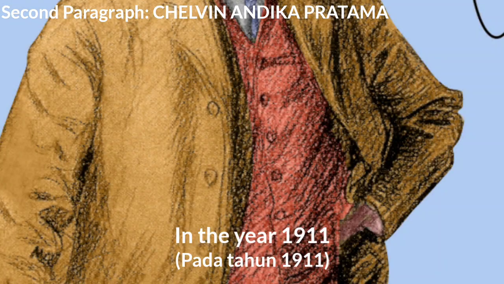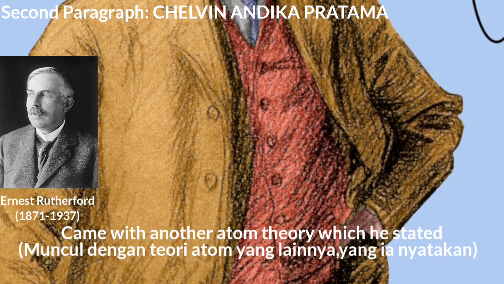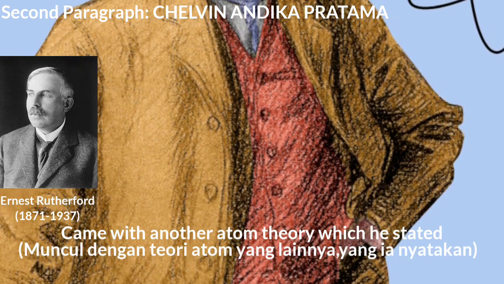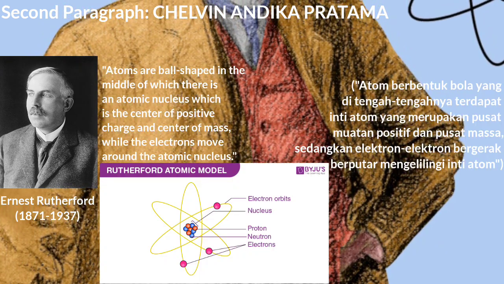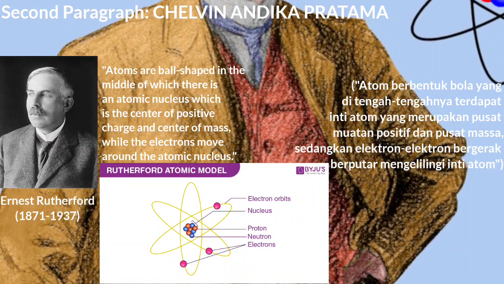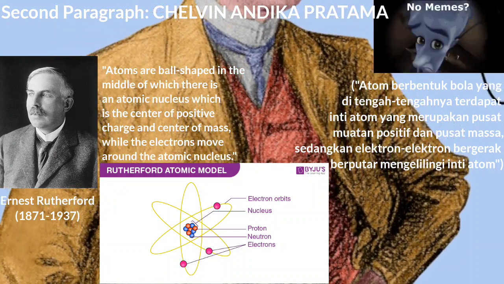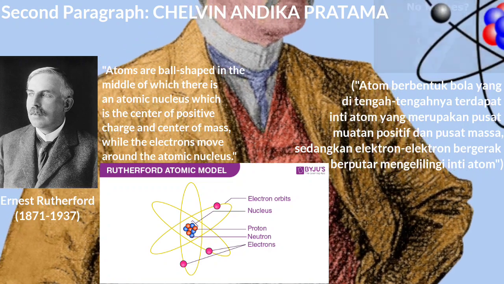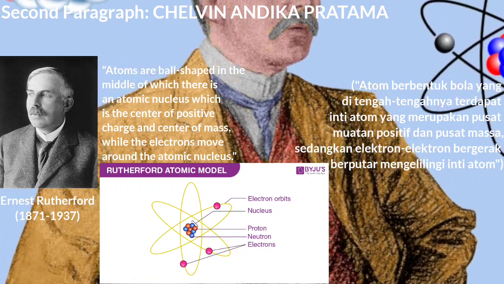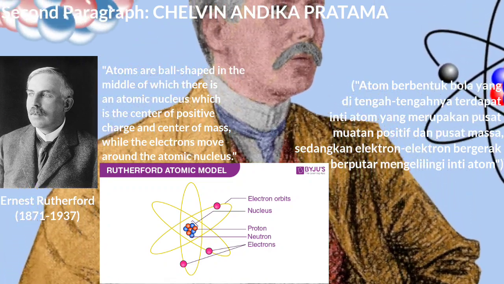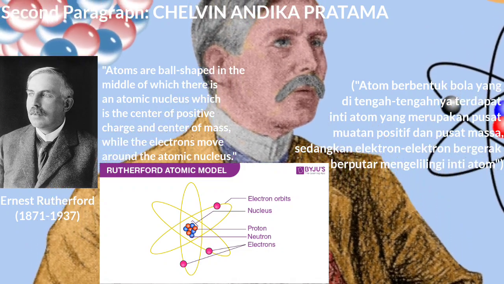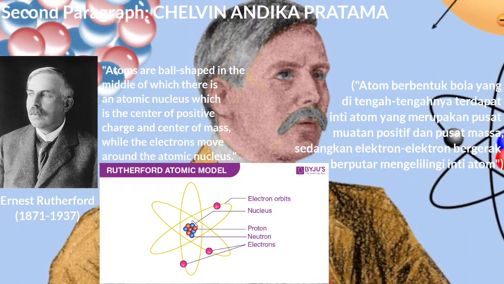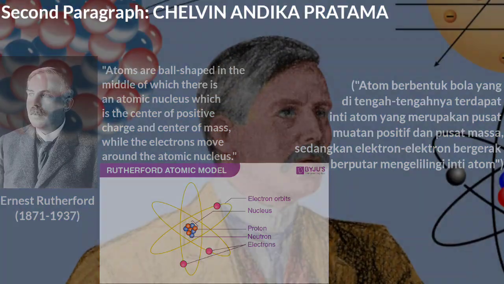In the year 1911, Ernest Rutherford came with another atom theory in which he stated that atoms are shaped with an atomic nucleus in the middle, which is the center of positive charge and center of mass, while the electrons move around the atomic nucleus.